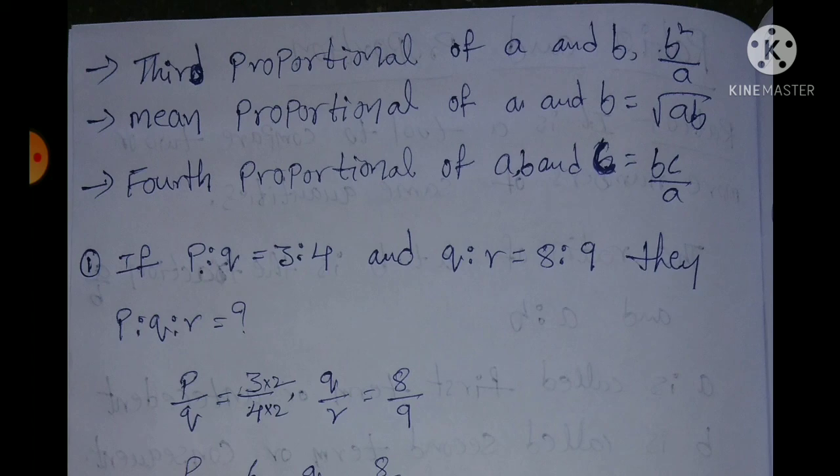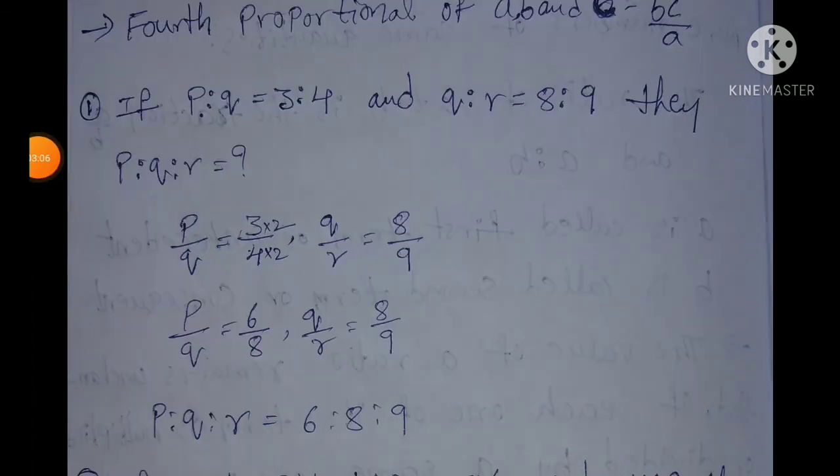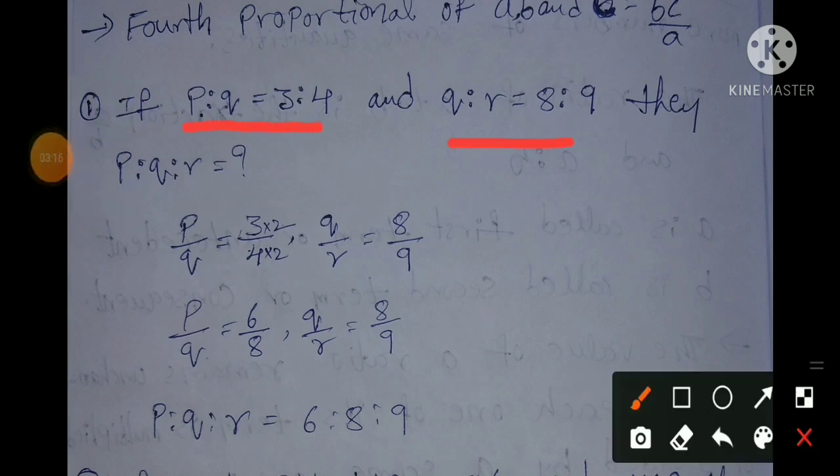Here we are going to have some questions and answers. How are we going to do it? See, if P is to Q equal to 3 is to 4 and Q is to R equal to 8 is to 9, then what is P is to Q is to R? Here we have two methods to solve this. Here we are going to see one method, and later we will go for another method.